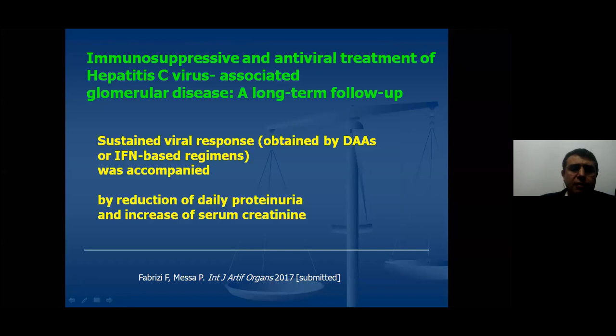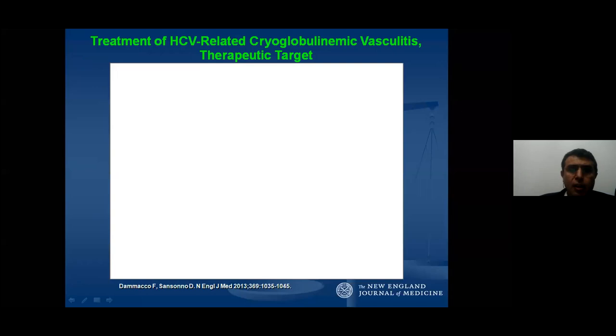This is another evidence on immunosuppressive and antiviral treatment of hepatitis C virus associated GN, in a long-term follow-up, they found that with sustained viral response, there is reduction of proteinuria and reduction in the increase of serum creatinine. So, what is our target in therapy in this cryoglobulinemic vasculitis?